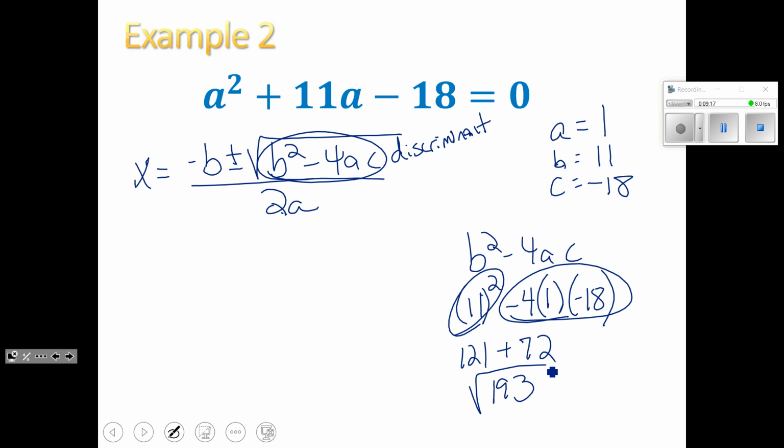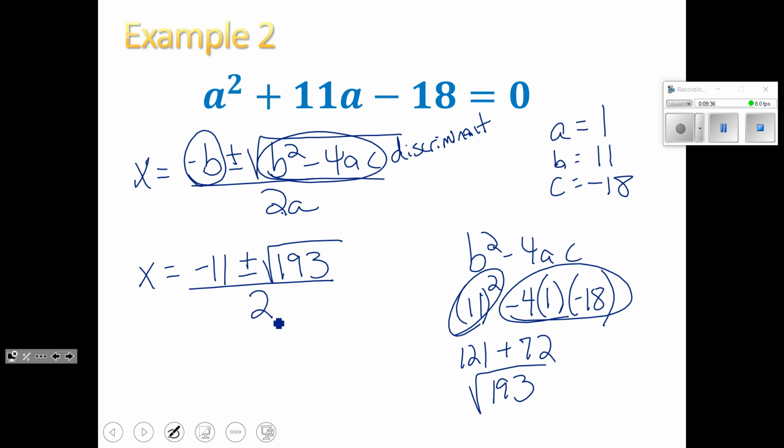So now let's go and plug in our formula. The opposite of b is negative 11 plus or minus the square root of 193, all divided by 2 times a, which would be 2 times 1 or just 2. And so here's what I'm going to tell you now. Is 193 perfect? No, 193 is not perfect. So I'm going to let you leave your answer just like that. When it's not perfect, you can leave it in radical form.